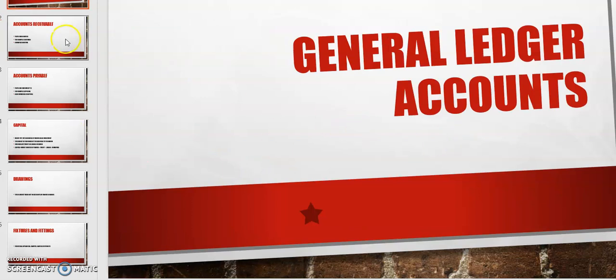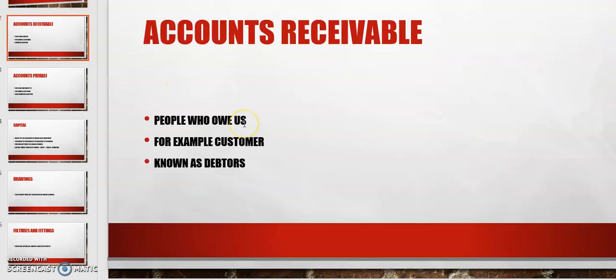So in the general ledger accounts, there was one for accounts receivable. Accounts receivable refers to people who owe us. I think of it as receiving. Who are we expecting to receive money from? That's generally the customers. People who owe us, for example, the customers. This is all, of course, talking about credit. It's also sometimes known as the debtors account, because if you can imagine, the customers do owe us because we've given them something but they haven't paid us yet.